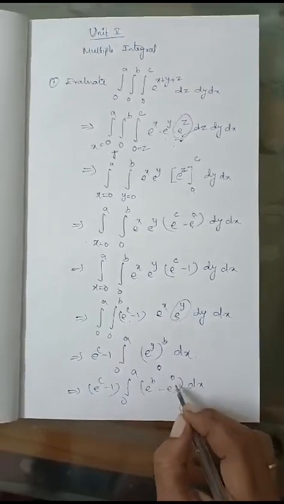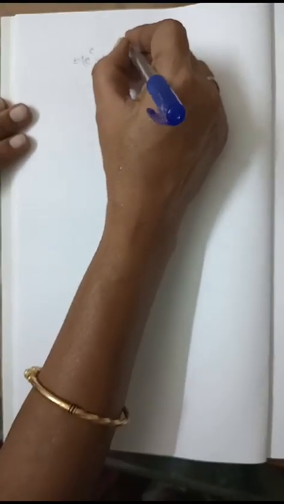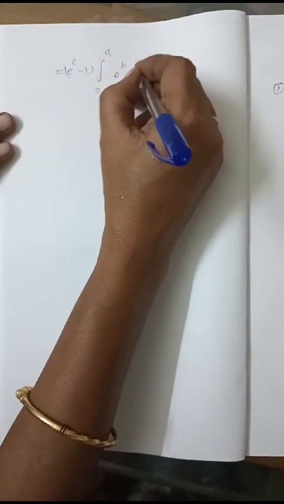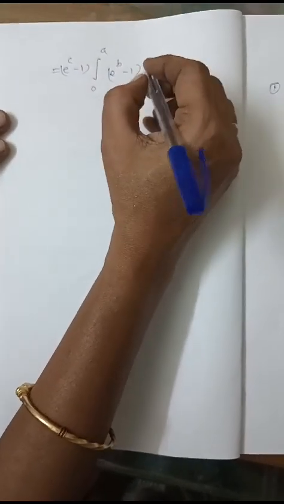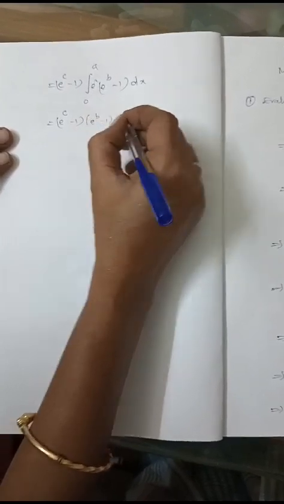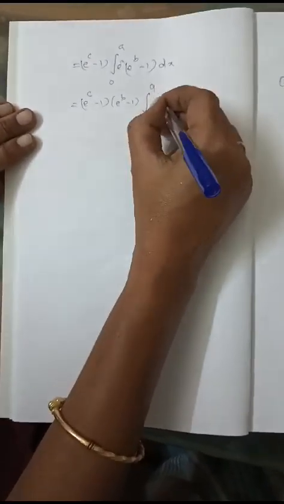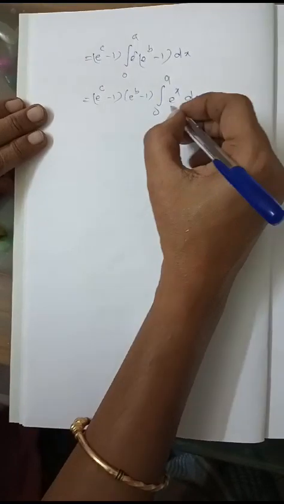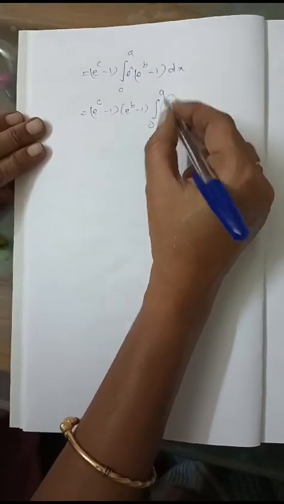Again, e power 0 value is 1. Therefore, the result is e power c minus 1 into integral 0 to a, e power b minus 1 into e power x dx. In the next step, e power b minus 1 is also constant, take outside. Already e power c minus 1, again e power b minus 1, integral 0 to a, e power x dx. Now integrating the term e power x with respect to x and substituting the limit.